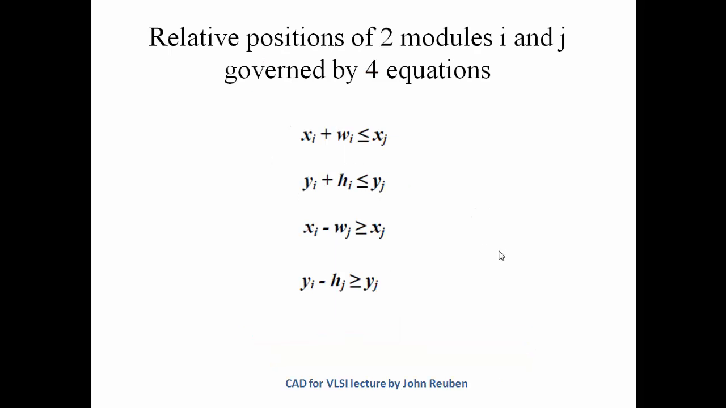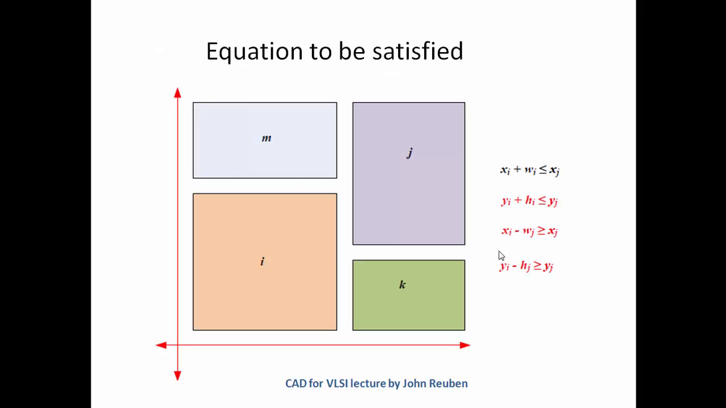That is good. So we have these 4 equations to say the relative positions of two modules i and j, and they are governed by these equations. Now what if we have a case like this? So what is the equation relating module i and j? So we can't say that j is above i. Kind of there is a diagonal relationship. j is diagonally above i, or you can say to the northeast of i. j is to the north and to the east of i.